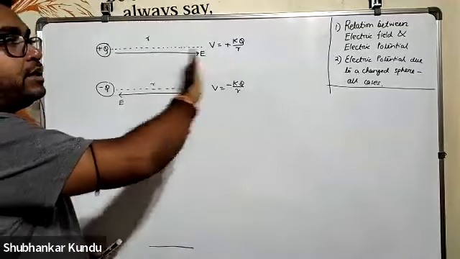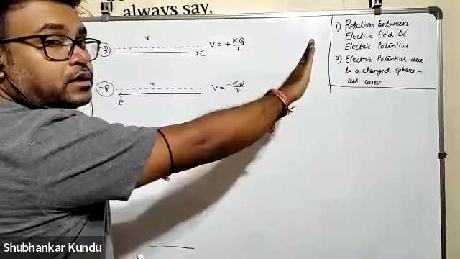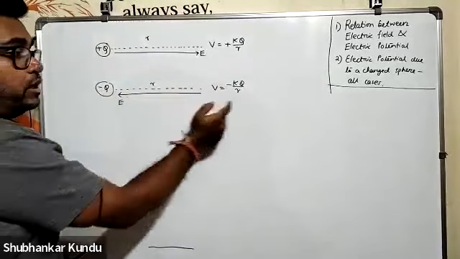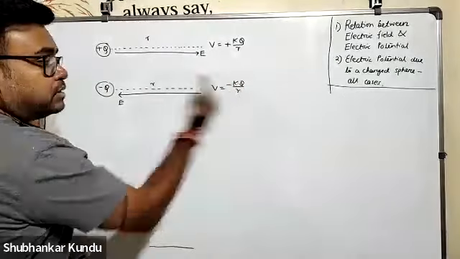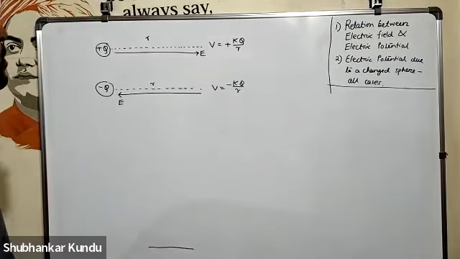Electric potential decreases in the direction of the electric field. Positive charge, electric field directed in this way, so electric potential will decrease in this direction. This is a negative charge, electric field directed in this way, so potential will decrease in this way. Okay, let us see how it is happening and why it is happening.